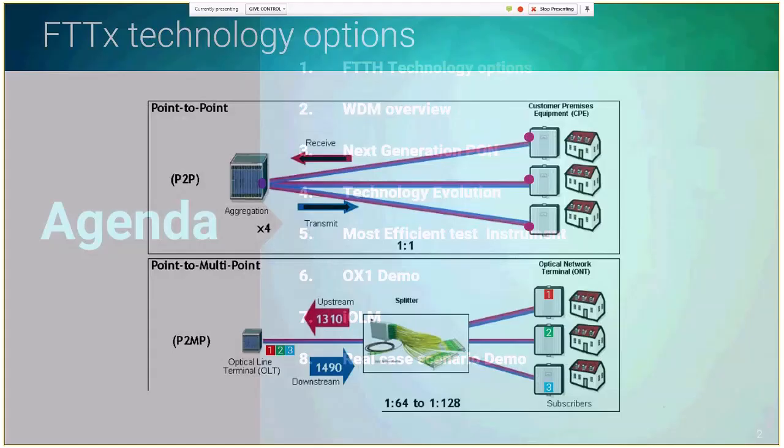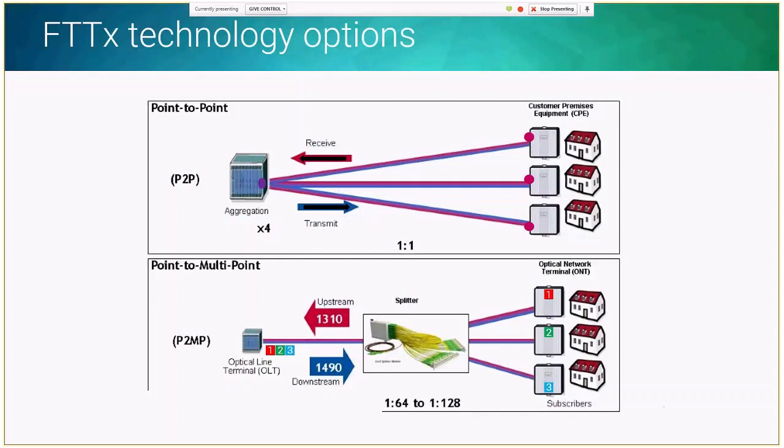Okay, so when we look into the technology options that we have implemented on our networks and that we've seen implemented on the networks from the operators, we always talk about two types of networks: point-to-point and point-to-multipoint. There are a few differences between them. I will start by describing the point-to-point network.